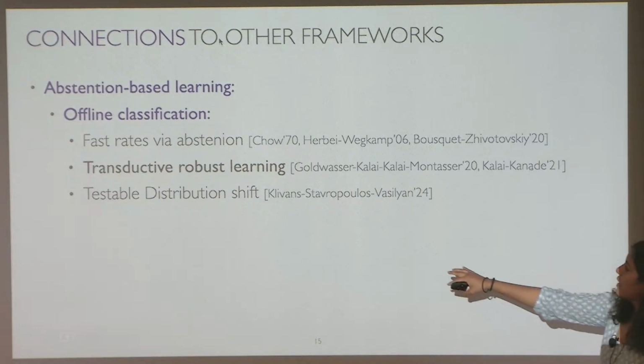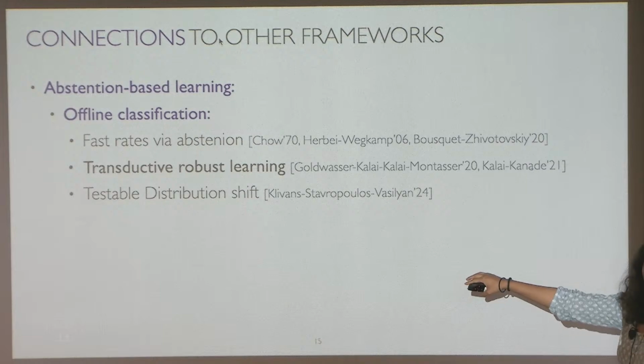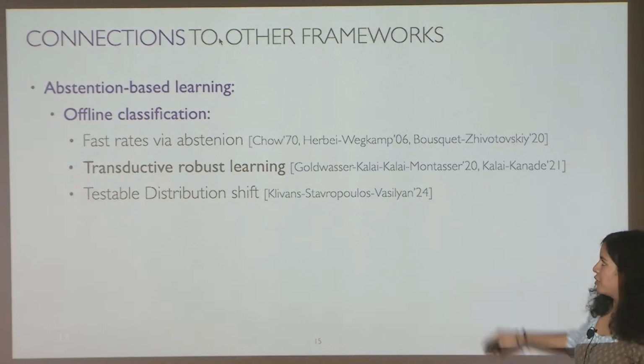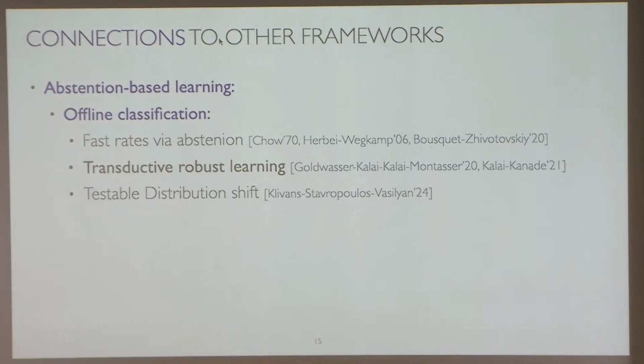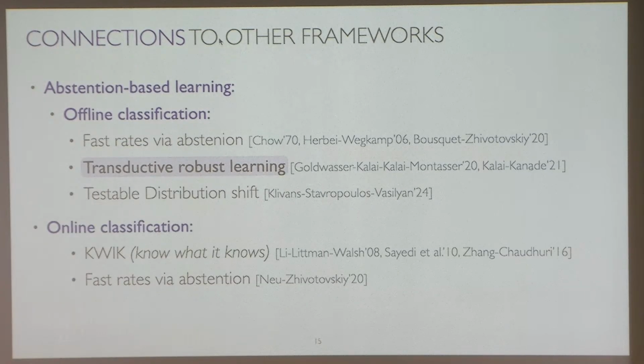And then there's this new paradigm. You can talk to Arsen here, who can tell you more about this, which is testable distribution shift, which is also in the offline transductive setting, where you can abstain on making any prediction at all if you detect any distribution shift. This will become clear in my next slide. This is the main one that we rely on and build on. And then in the online setting, you can have very strong models.